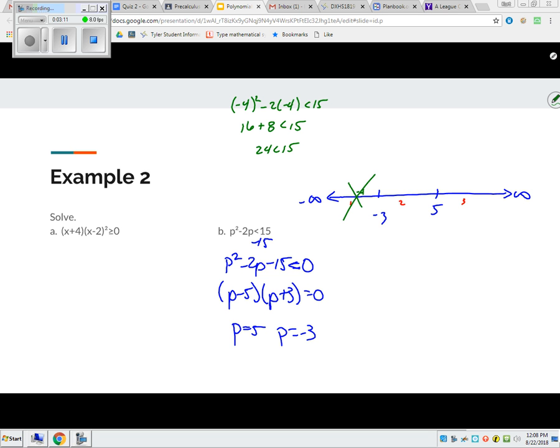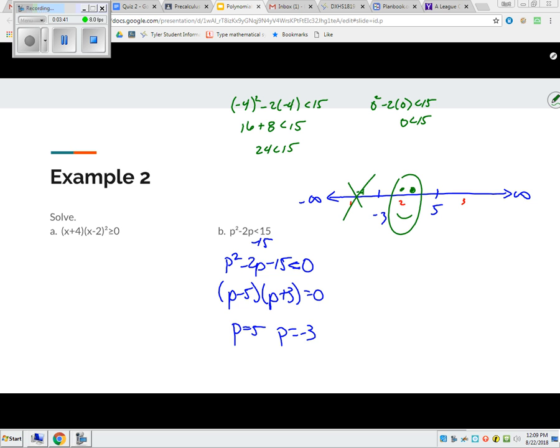I'm going to do the same thing between negative 3 and positive 5. I love the number 0. I love plugging in 0. If I plug 0 back into this, I get 0 squared minus 2 times 0 is less than 15. So 0 is less than 15. Is that true? Yeah, that's true. So I make a happy face in that spot. I like that region in between negative 3 and 5. Anything I would have plugged in there would have given me a true statement.